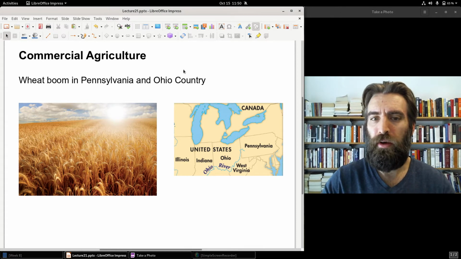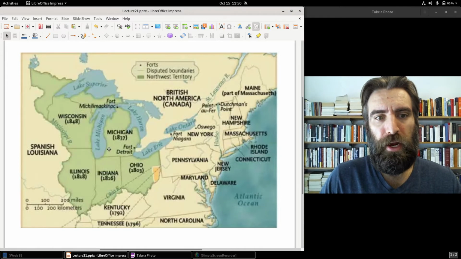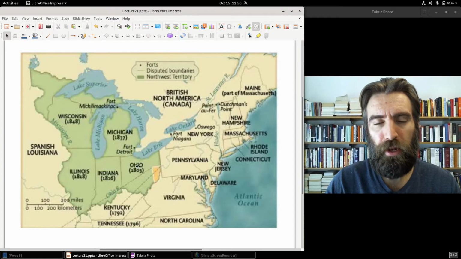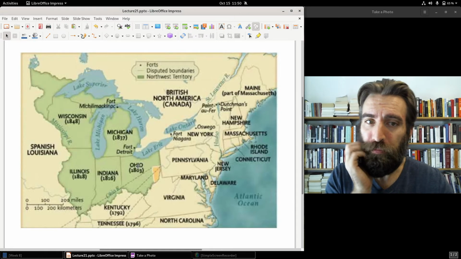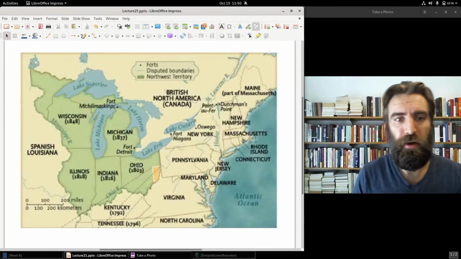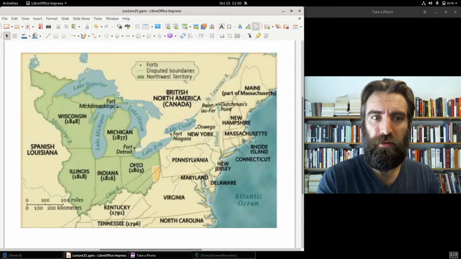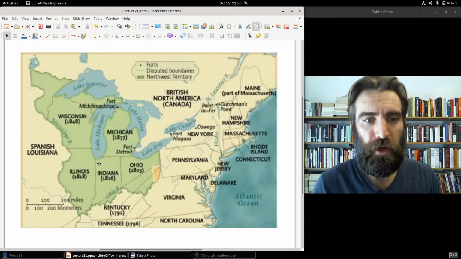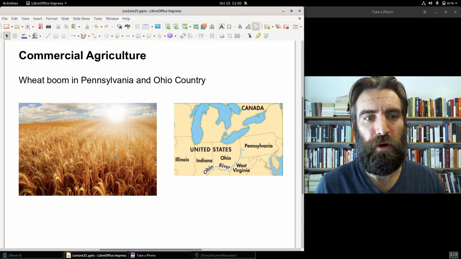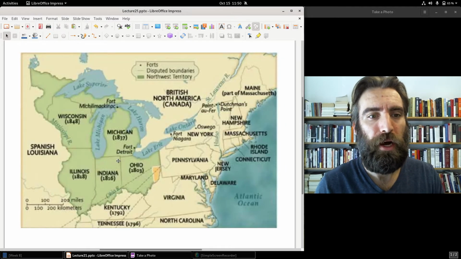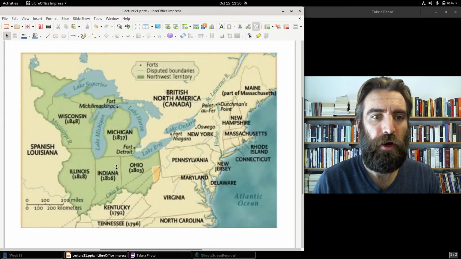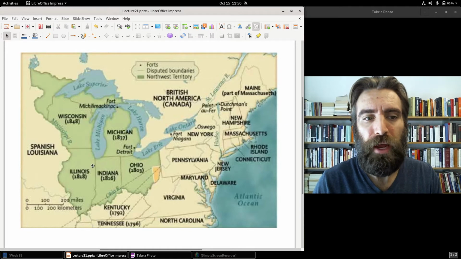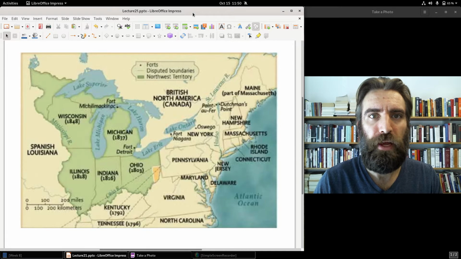And this area here, in 1787 the Congress had explicitly stated that these states will be free states. There will be no slavery. And so the wheat boom, the farms there are farmed by independent yeoman families and farmers without the slave labor system.